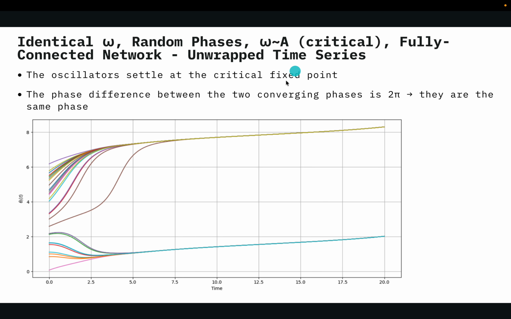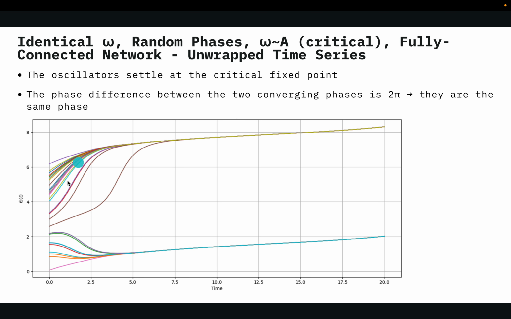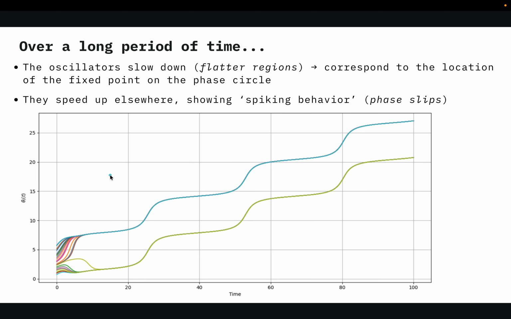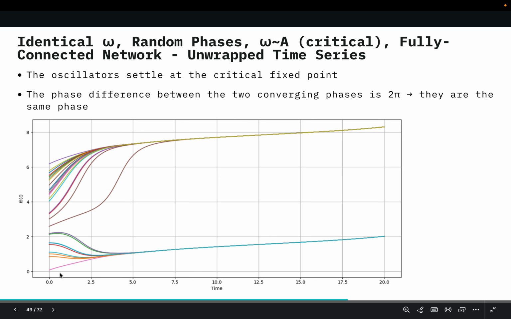But anyway, at the critical point, what happens is that the oscillators settle at a critical fixed point. The phase difference between two converging phases is 2 pi, so they're the same phase. Basically, this is again the same optical illusion, a plotting artifact. All the oscillators actually settle to the fixed point, and very fast. But at the same time, over a long period of time, it keeps oscillating. It's not really converging to a fixed point. It's oscillating, because here omega is very close to A.